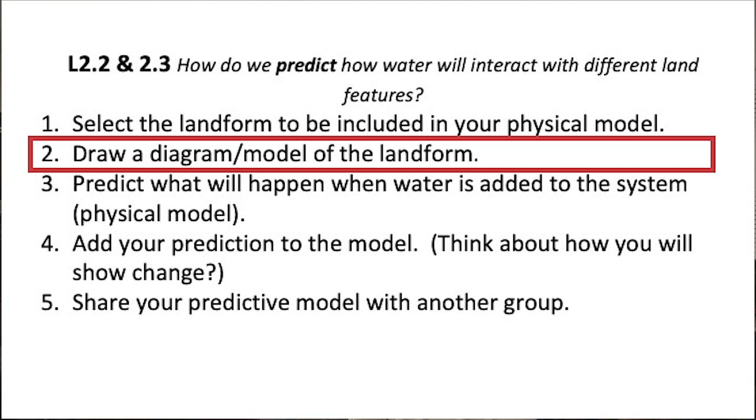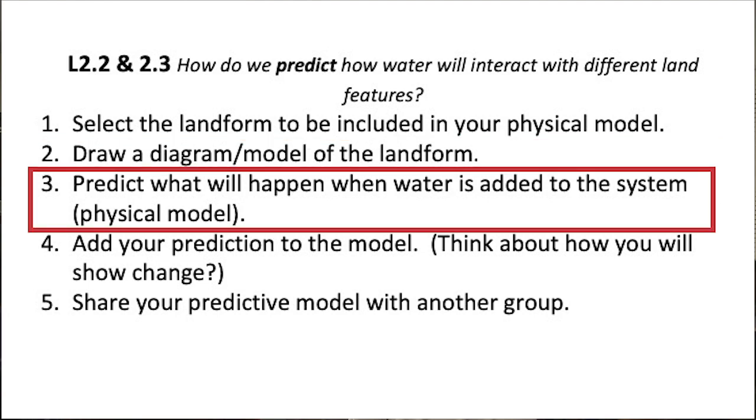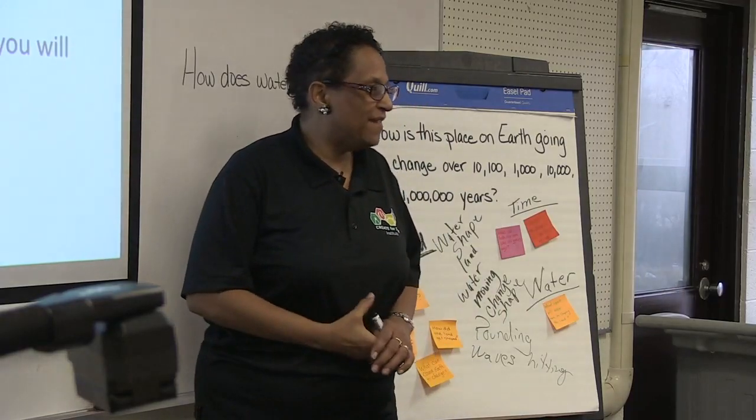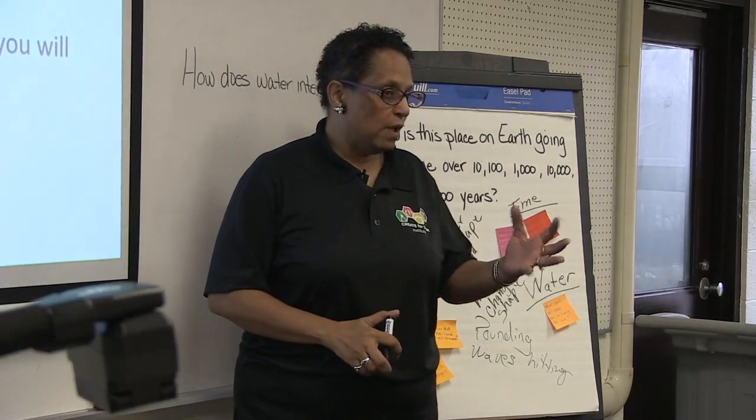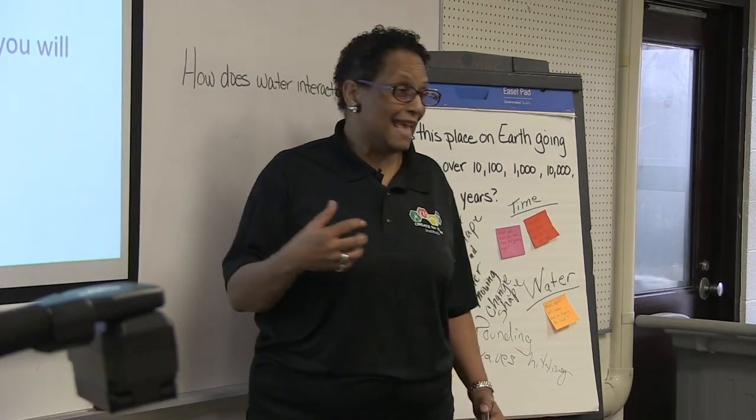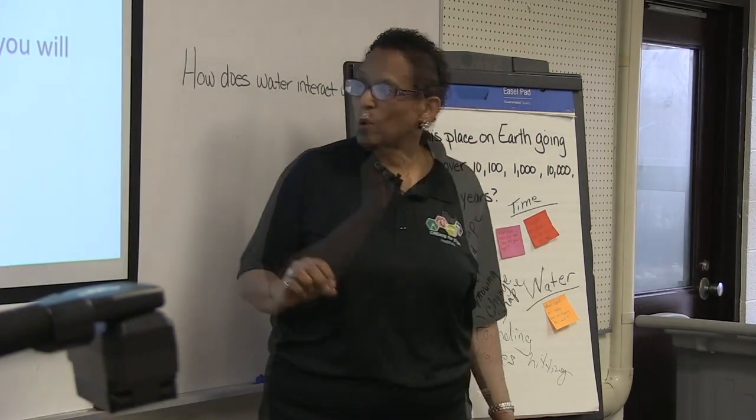Okay, so in order to make a prediction, we're going to ask you to first draw a picture of what your landform looks like. So you're going to draw a diagram of your landform, and we're going to give you printouts of those pictures so that you have that to look at. And then you're going to make a prediction with a drawing of what you think it's going to look like after it interacts with water, after we add water to the system. Then you're going to get a chance to go and investigate it with your stream table, and then we will be making another drawing to show what really happened.